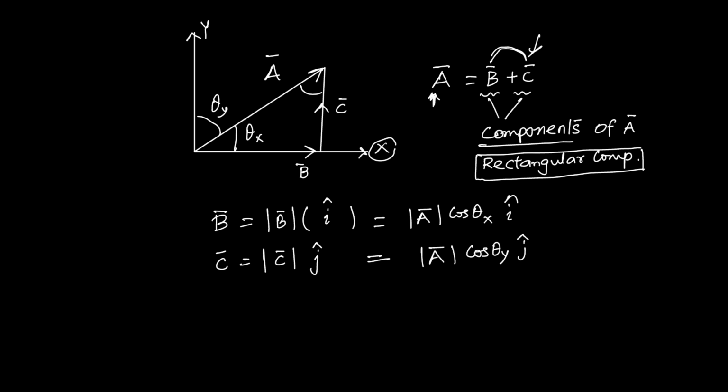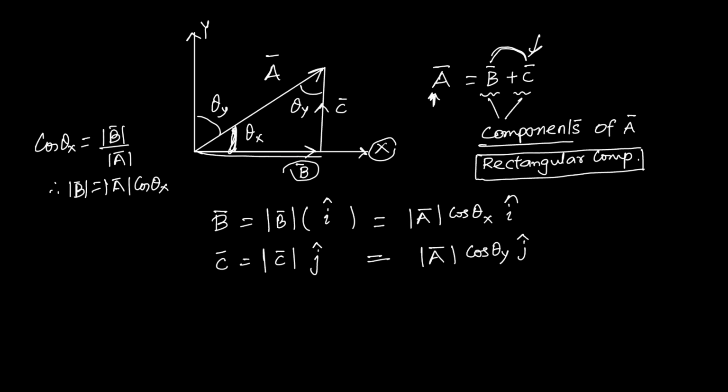Theta y will be formed here. So cos theta x is base over hypotenuse. For this angle theta x, base is the mod of B vector, while hypotenuse is mod of A. So therefore mod of B will be equal to mod of A cos theta x.